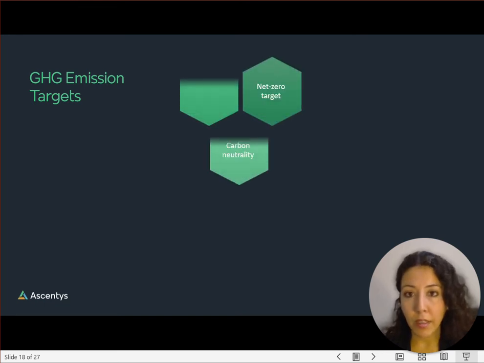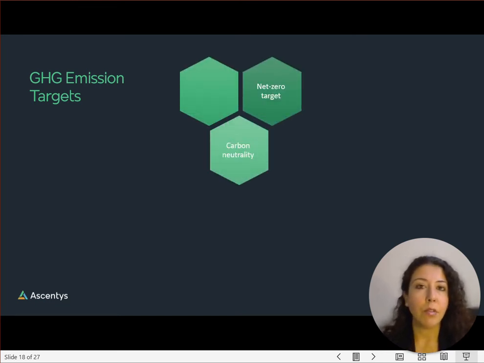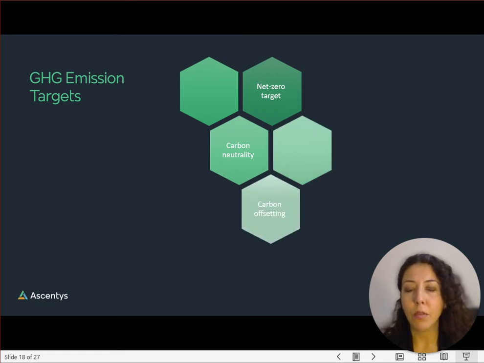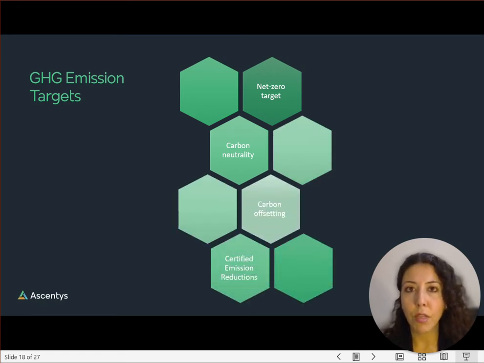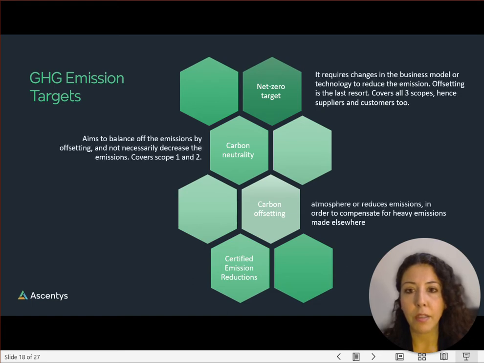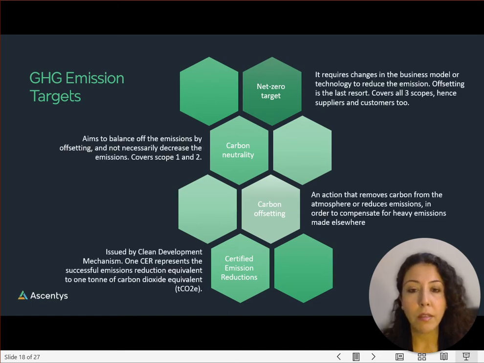Net zero target and carbon neutrality sound quite similar to the extent that a person can think they mean the same thing, but there is a difference. But let's talk about carbon offsetting first to make sure that we have the common understanding. Well, it is simply an action that removes carbon from the atmosphere. So there are carbon capturing tools, mechanisms, or projects.